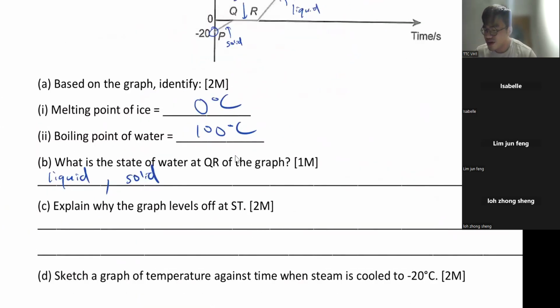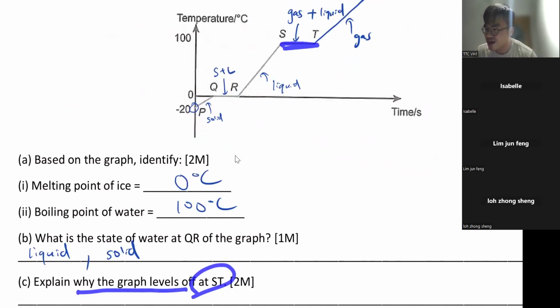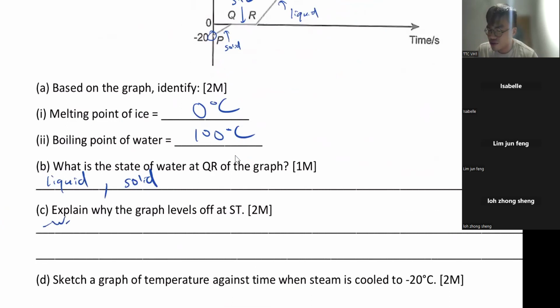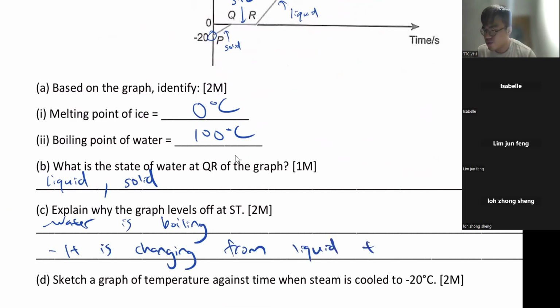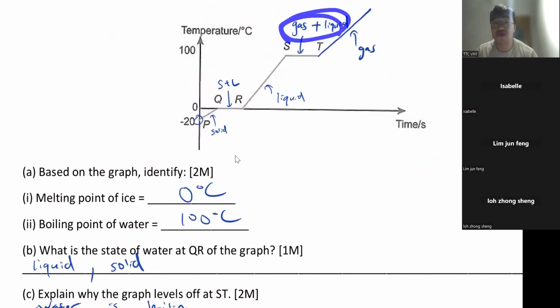So moving on, explain why the graph levels off at ST. ST means it's flat, because the water is boiling. It is changing from liquid to gas. You see, changing from liquid to gas. That's why there's a mixture.